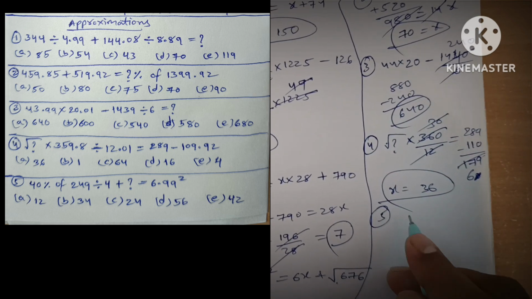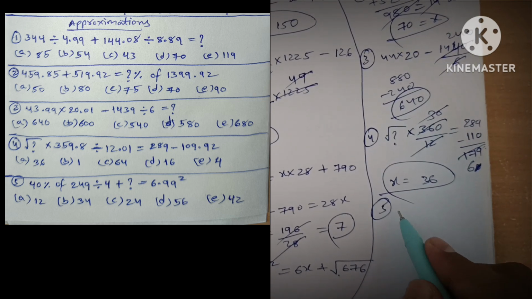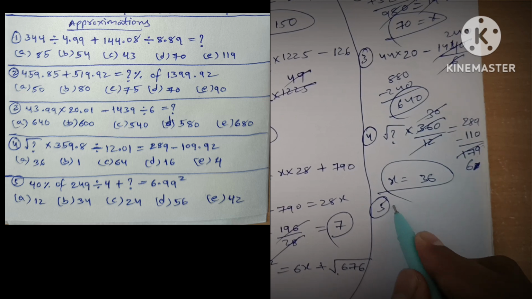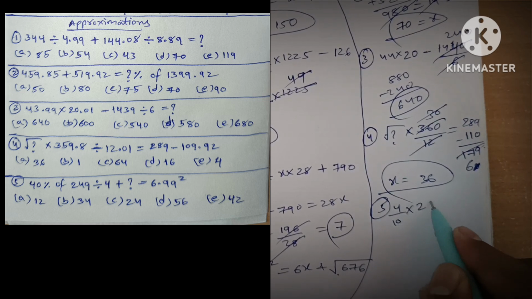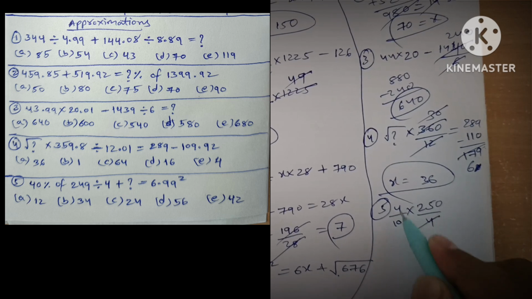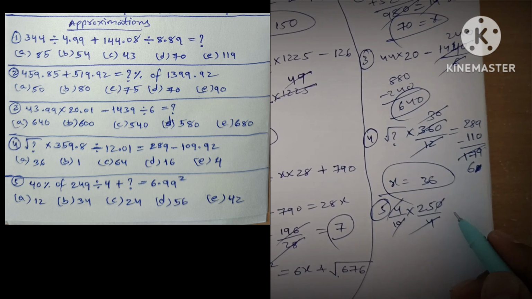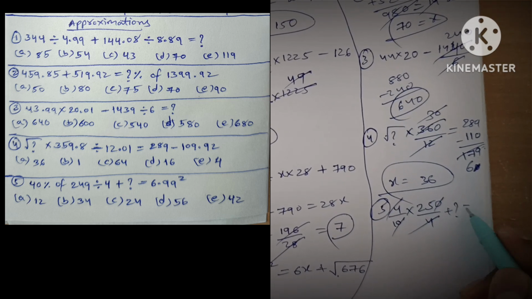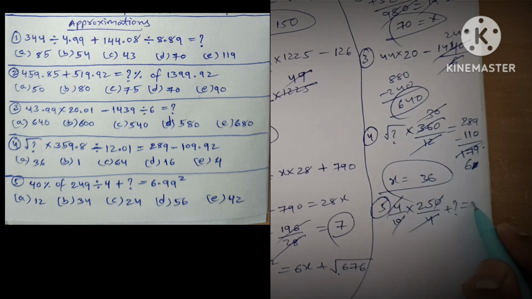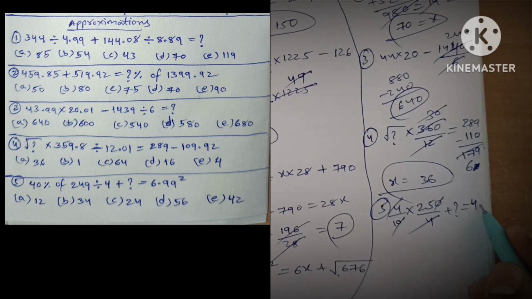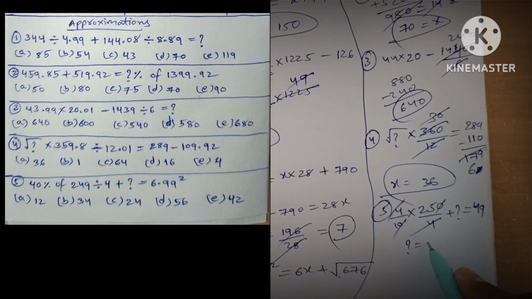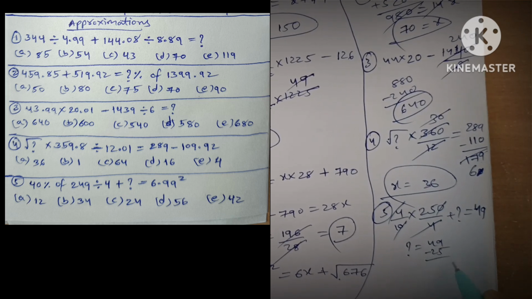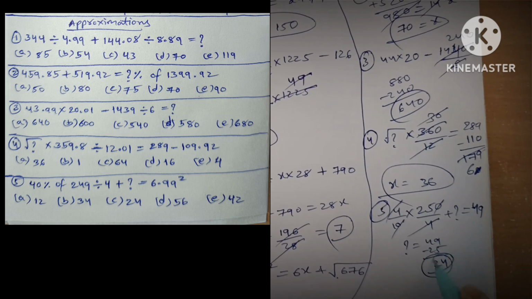Fifth one, 40% of 249, 4 by 10 of 249 divided by 4. Let it be 250 divided by 4, 10, okay. Plus question mark equals to 6.99 square means 7 square, 49. Therefore question mark is equals to 49 minus 25, 24. This is our answer.